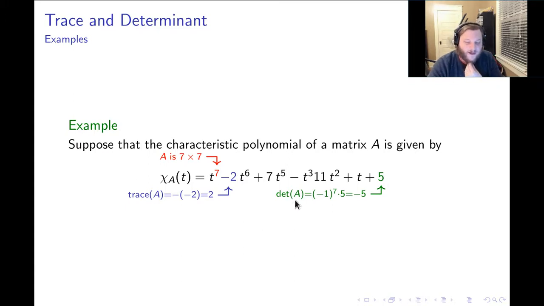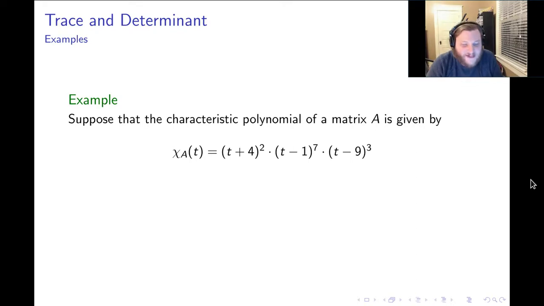So the determinant of our matrix is negative 1 to the 7th times 5 here, which is equal to negative 5. So whatever this matrix is, it has to be 7 by 7 because its characteristic polynomial is degree 7. The trace has to be 2 because the coefficient of t to the 6 is negative 2. And the determinant needs to be negative 5 because the constant coefficient is 5. And the determinant needs to be negative 1 to the size of the matrix, which is 7, multiplied by the constant coefficient. So that's things we can infer about this unknown matrix just given the characteristic polynomial.